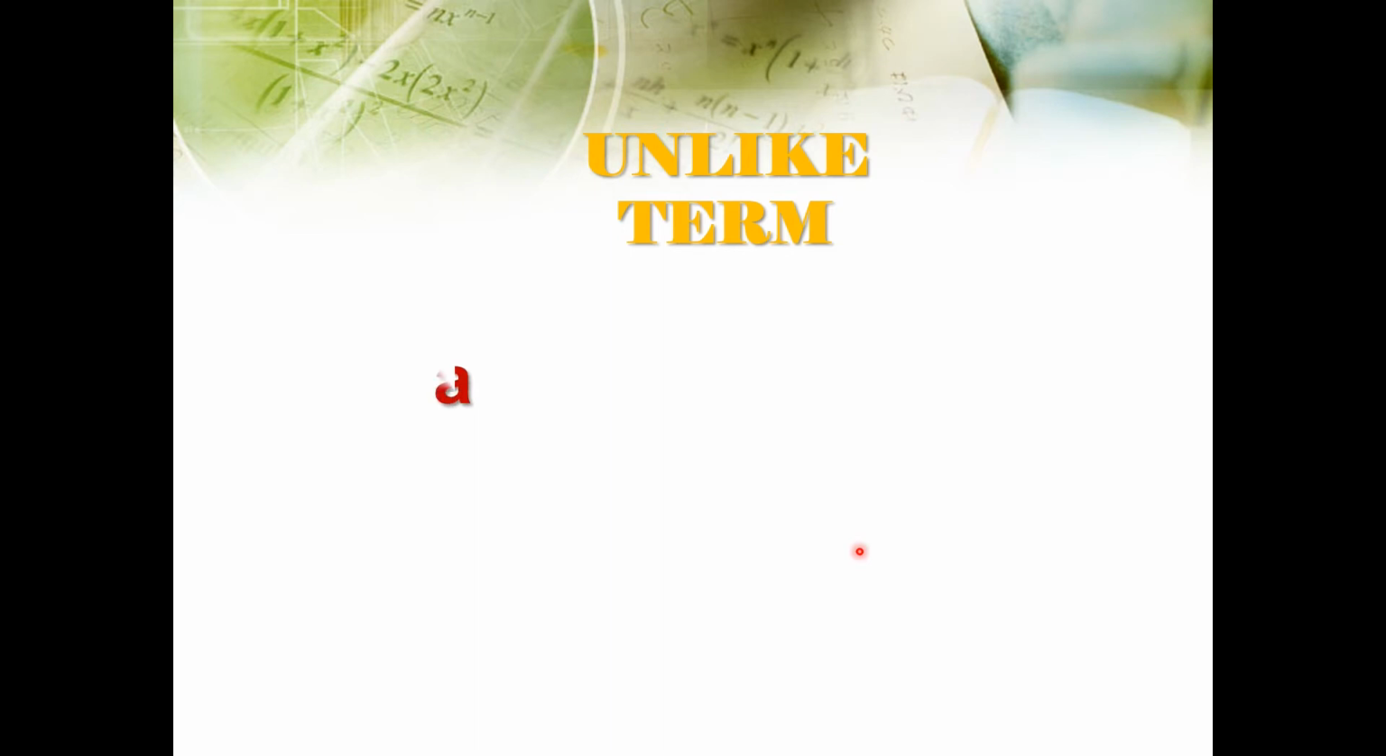Okay, see, this is another example. a plus 2b. Look, this is unlike terms because they have different letters, different variables. Because the variables are different, we say this is unlike terms. So a plus 2b equals, yes, a plus 2b. Okay, next.